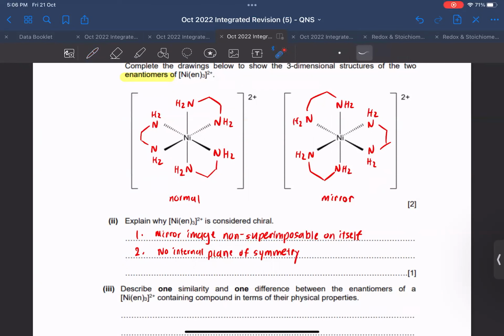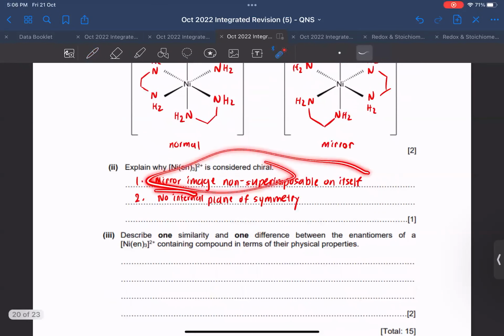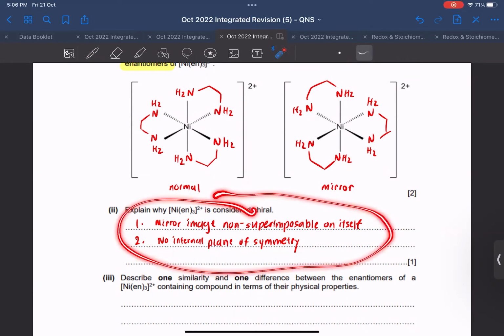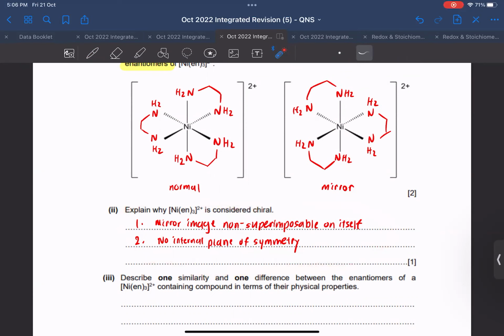Okay, so it can rotate plane polarized light and all that. So you just have to have one of these answers. From now on, you shouldn't overcomplicate it, you don't need to overthink it. Complex ions, some of them are chiral, and the reason behind it is just whatever we learn in our syllabus. They will never test you anything that's beyond the syllabus when it comes to enantiomerism.